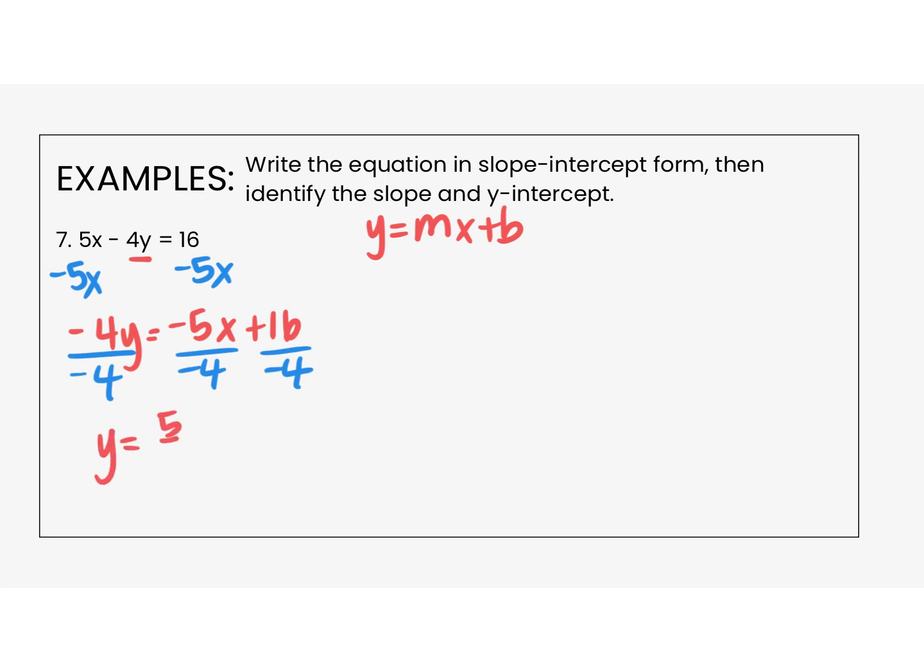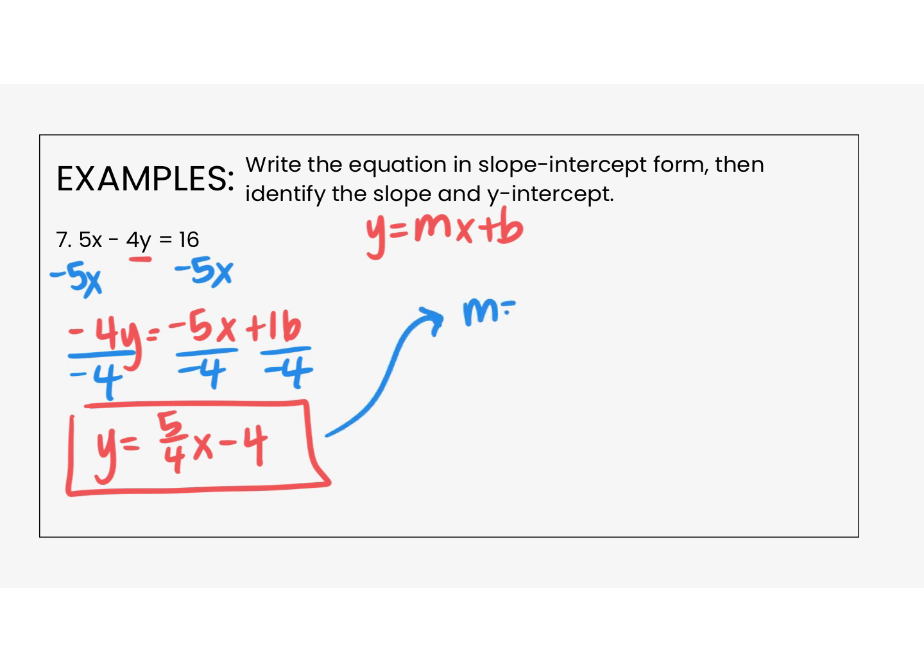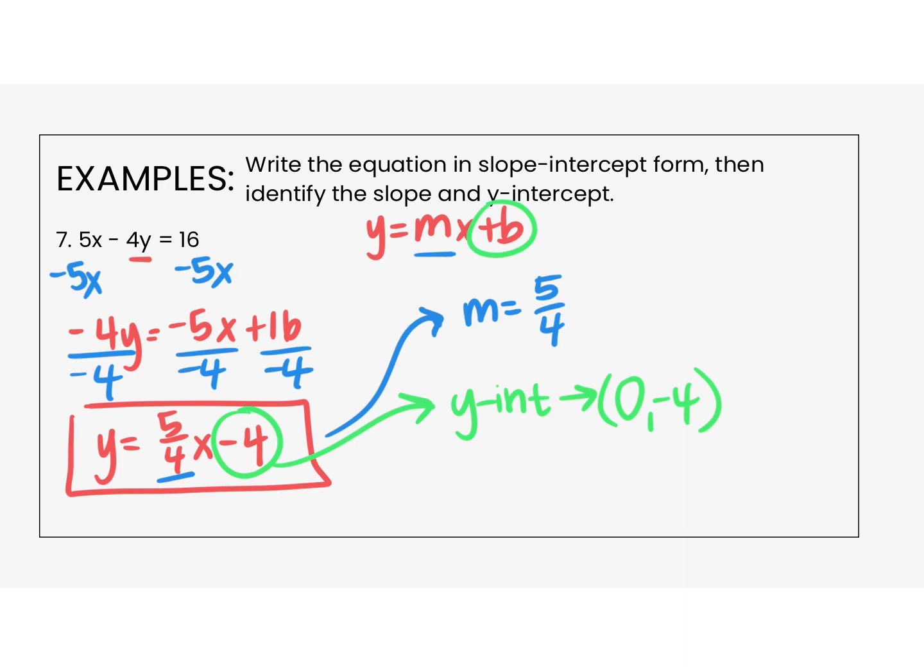So I get 5/4 x minus 4, because positive 16 divided by negative 4 gives me a negative 4. So there's my equation in slope-intercept form, which means now that m, which is right before the x, is 5/4. We don't write the x in, we just write the number there. And then we're looking at the y-intercept, which is negative 4. So I'm going to write that as 0, negative 4. Remember, we always start with 0, we always write it as an ordered pair.